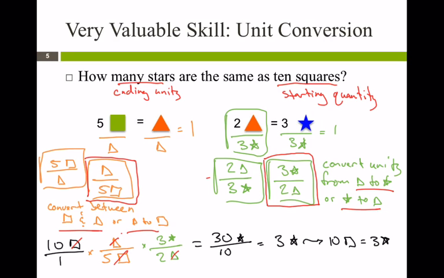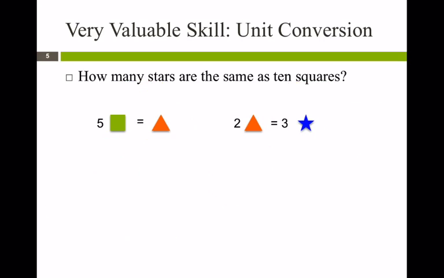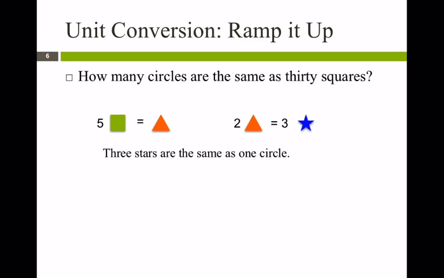If you notice, I wrote this out intentionally to look like the ones above, and now we do actually have another conversion factor where we can go 10 squares over 3 stars equals 1, and we could also do 3 stars over 10 squares equals 1, and those are 2 new conversion factors.